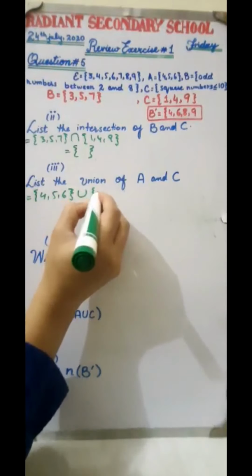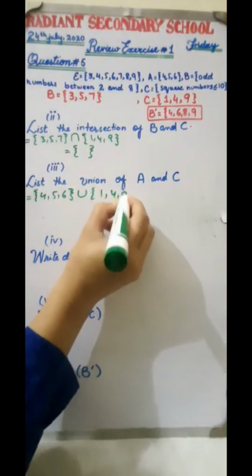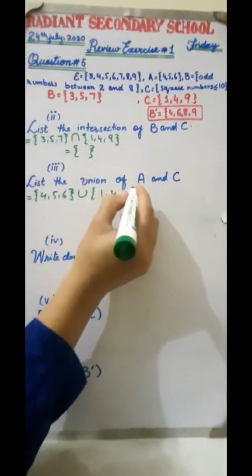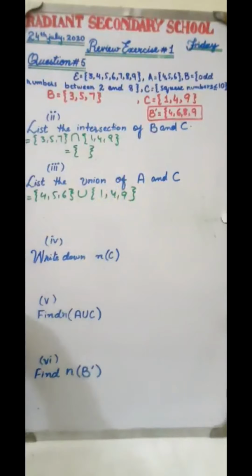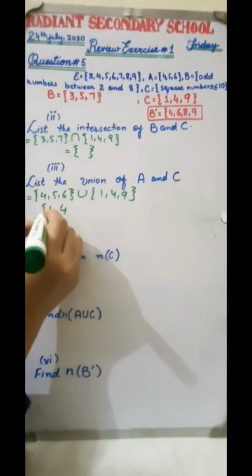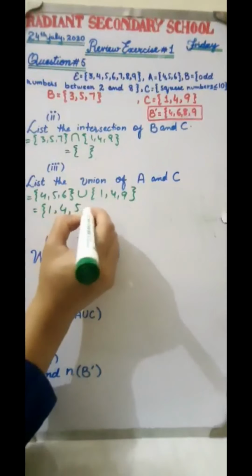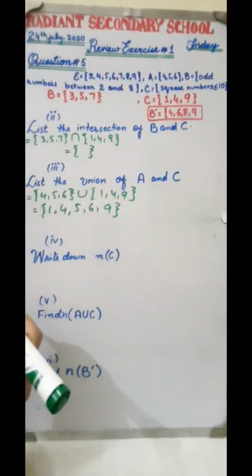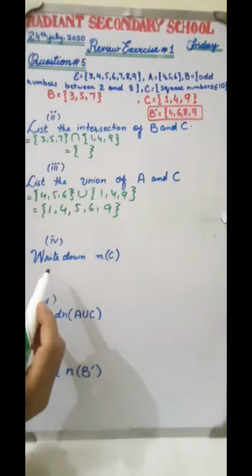Union C set is 1, 4, 9. When we arrange these two sets together, the answer will become 1, 4, 5, 6 and 9. That is the union between these two sets. Okay. Come on, fourth part.